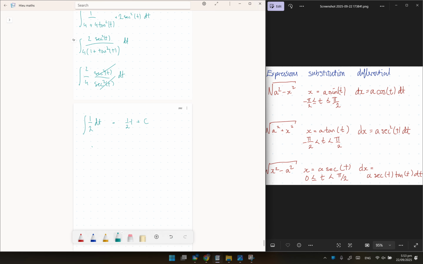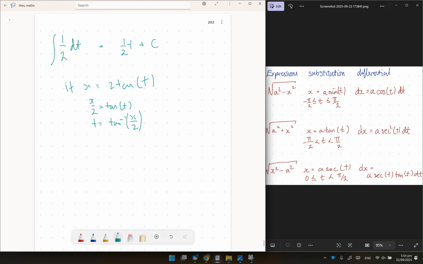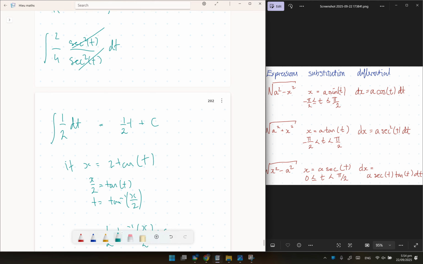So if x is equal to 2 tan t, then how are we going to find t? What is t equal to? So x over 2 equals tan t, and therefore t is equal to the inverse tan of x over 2, and therefore we can put that into the equation. The final answer for this integration is going to be 1/2 inverse tan of x over 2 plus c. There we go.